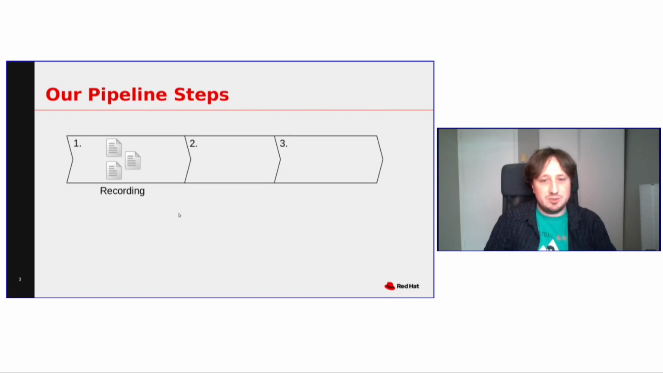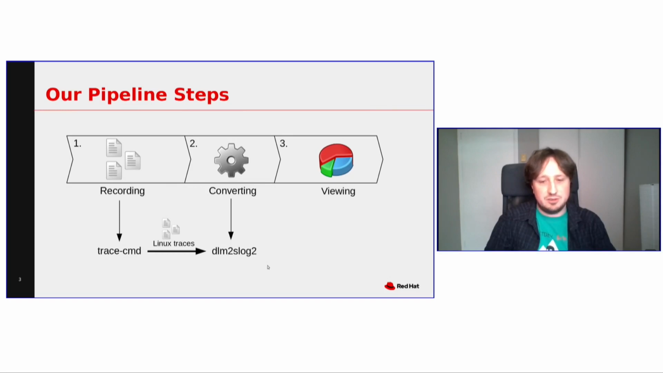So what we need to reach our goal of visualizing the DLM protocol is a pipeline. At first we record our traces, then we convert them to the SLOG2 SDK framework, and then we can view them in a viewer. For recording, we're using trace-cmd, the official Linux tracing tool. This generates Linux traces which are time synchronized across machines. Then we use the developed tool DLM2SLOG2, which generates the SLOG2 trace format. The SLOG2 tracing framework has a viewer named Jumpshot, which can view the traces.